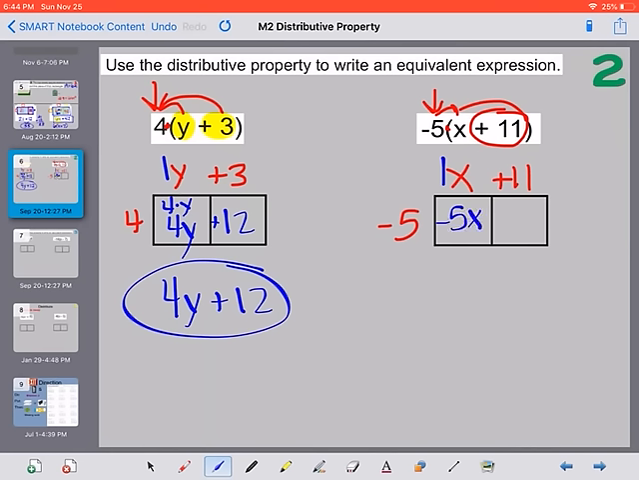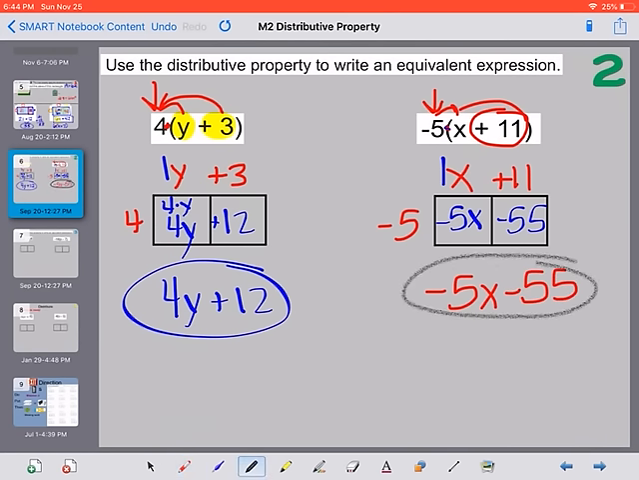And then -5 multiplied by 11, different signs, we know it's going to be negative. 5 times 11 is 55. And again, you can use your calculator if you would like. So we got -5x minus 55. And this is our answer. We cannot combine them together because one has an x and one does not.